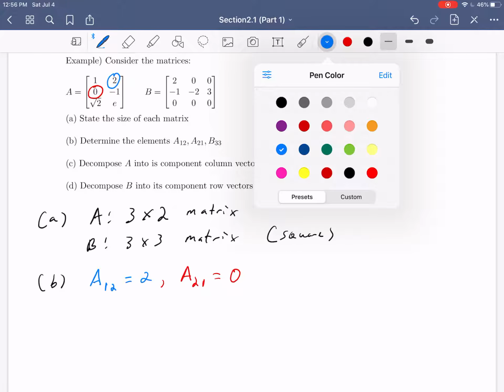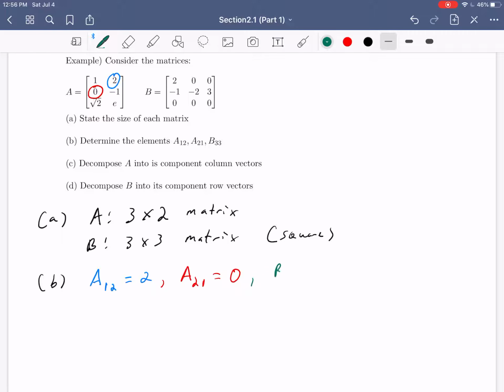And if we just pick ourselves out one more color there, then B33. Well, B33 would be the 3rd row, 3rd column right there, which would be equal to 0. Okay, so just so you can sort of match those up there.